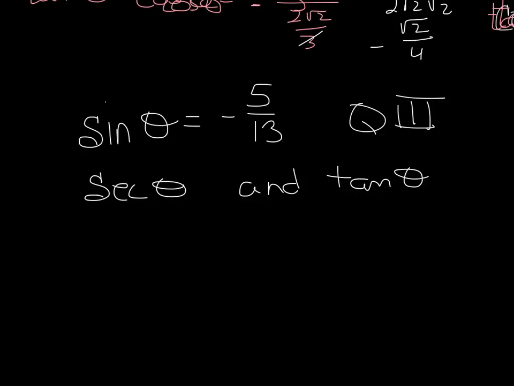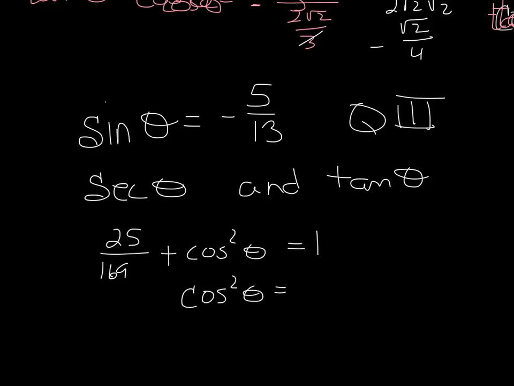How can I find the cosine? Isn't it sine squared plus cosine squared? Okay, sine squared plus cosine squared equals 1. So the cosine squared equals what's 1 minus 25 over 169? 144 over 169.